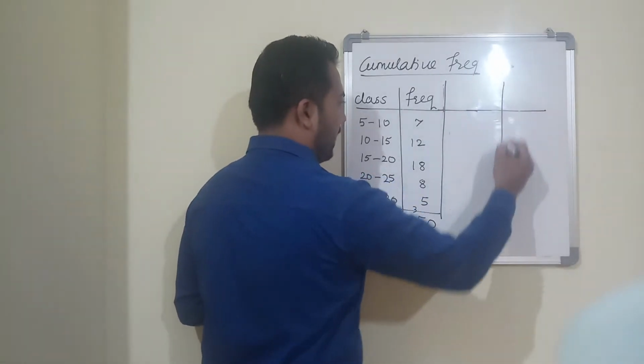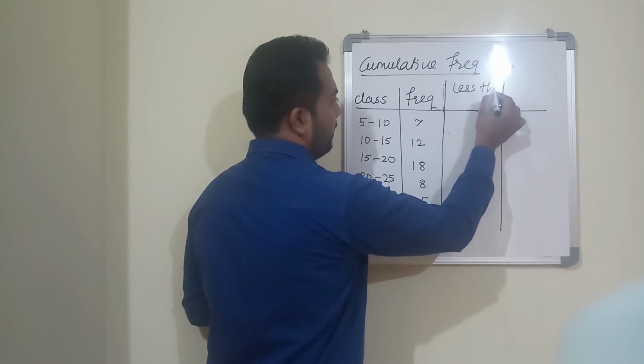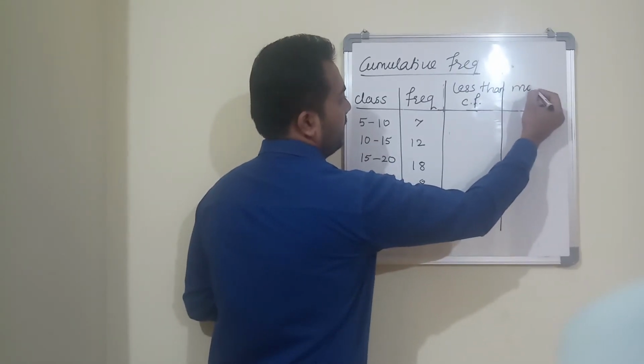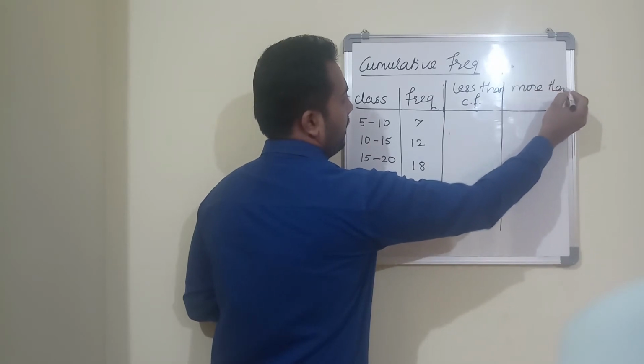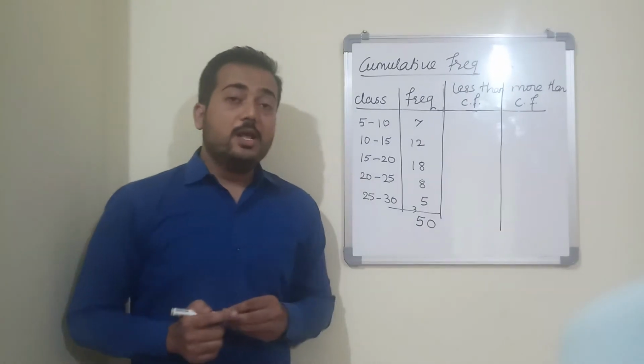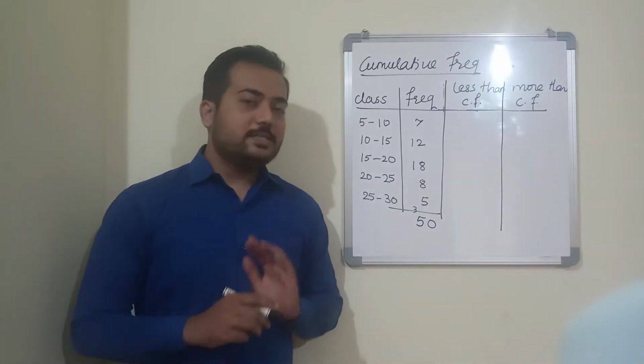So here let me add two columns. First column is for less than cumulative frequency and second is for more than cumulative frequency. Okay, so for less than cumulative frequency, upper limit of the class is considered.